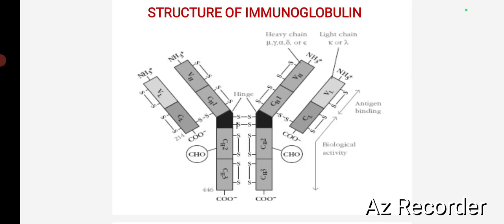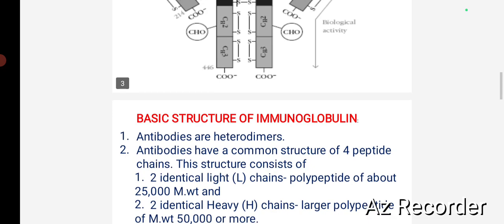The heavy chains, based on subclasses, for example IgG, IgA, IgM, IgD, differ based on these classes, especially mu, gamma, alpha, delta, epsilon. And the light chain is further subdivided into two types, one is kappa and the other is lambda. For all the subclasses, the light chain is either kappa or lambda.